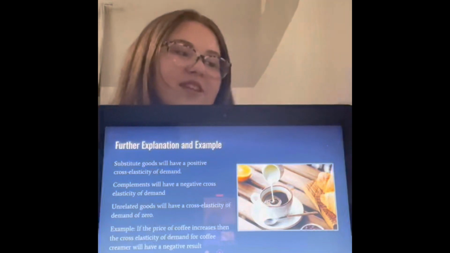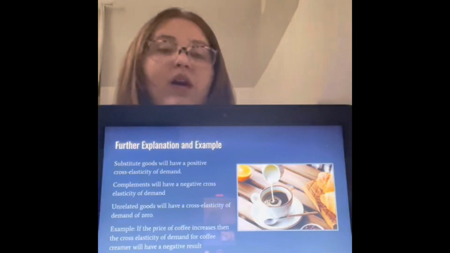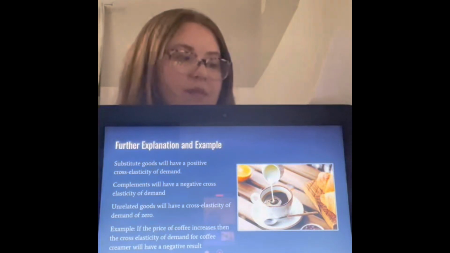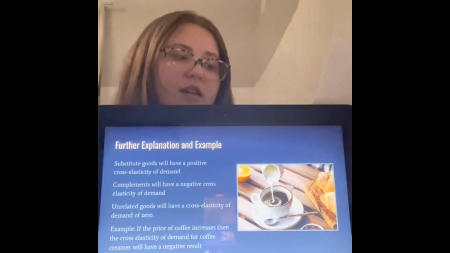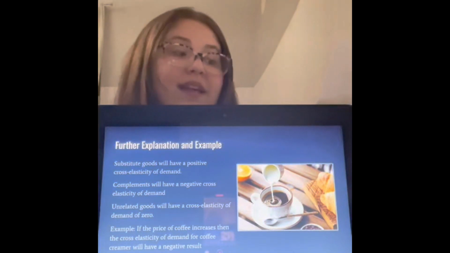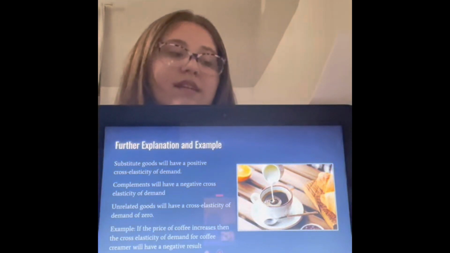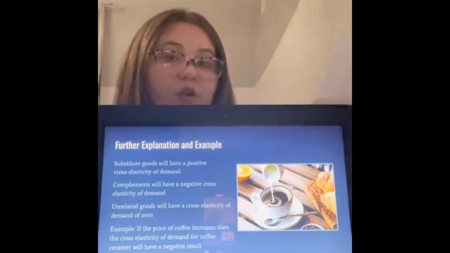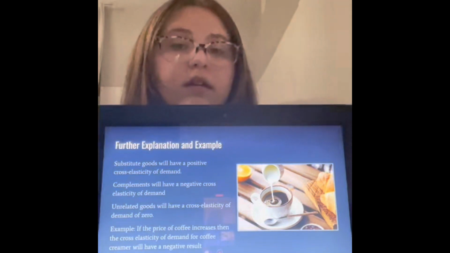So substitute goods will have a positive cross-elasticity of demand, while complements will have a negative cross-elasticity of demand. Unrelated goods have no effect on each other's cross-elasticity of demand, making it 0. For example, if the price of coffee increases, then the cross-elasticity of demand for coffee creamer will have a negative result because they are complement goods.